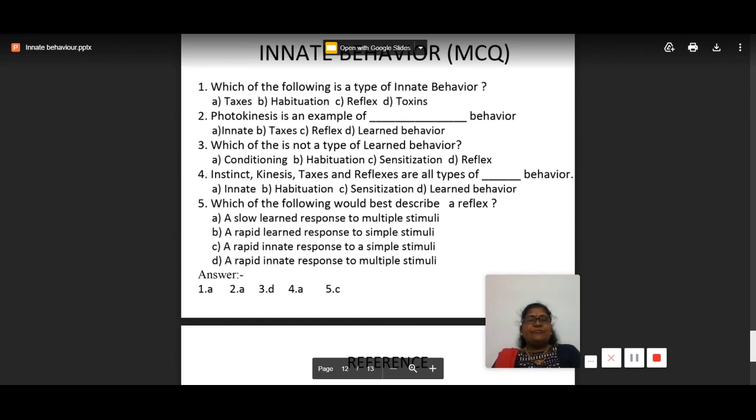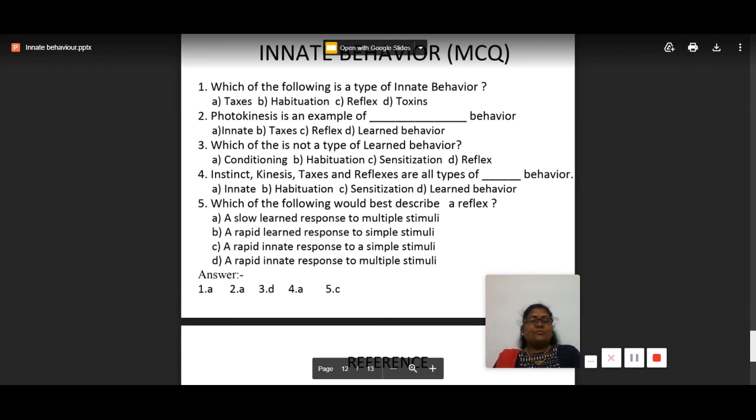Innate behavior: which of the following is a type of innate behavior? The options are taxes, habituation, reflex, and toxins. The answer is taxes. The second one: photokinesis is an example of innate behavior. Which of the following is not a type of learned behavior? Conditioning, habituation, sensitization, and reflex. The third answer is reflex action.